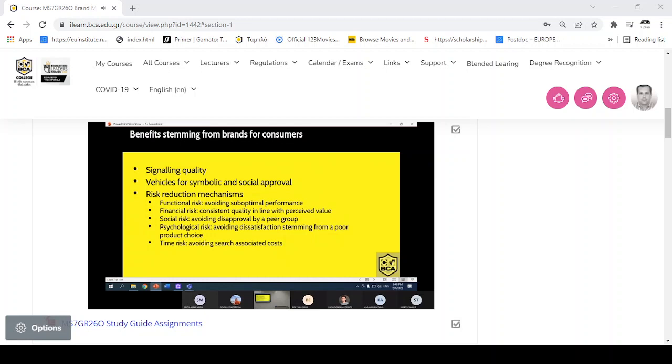This is a kind of psychological risk that a well-known brand avoids, the dissatisfaction for poor product choice, both in terms of how good you feel about yourself for making a choice, as well as about how you present your choice to others, whether it be clothing, whether it be a new car, whether it be a new house, and so forth.